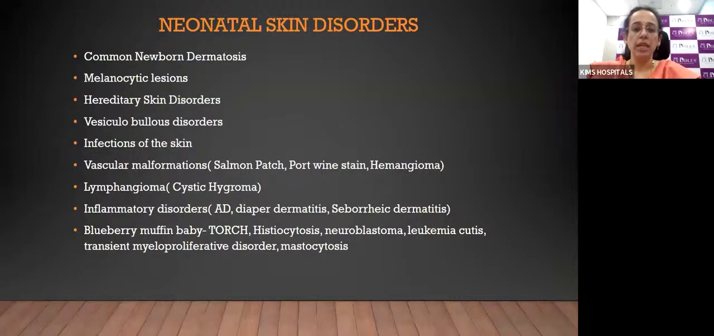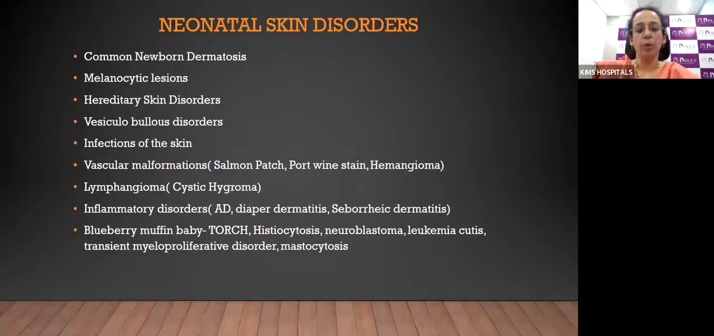So now let us see the common neonatal disorders. These can be broken down into the common newborn dermatoses, which are benign, melanocytic lesions and hereditary skin lesions, vesiculobullous disorders, which can be infective, hereditary or non-infective types, various infections of the skin, cutaneous manifestations of systemic disorders, and vascular malformations, for example the salmon patch, port wine stain and hemangiomas, lymphangiomas, that is cystic hygroma, and inflammatory disorders like atopic dermatitis, diaper dermatitis and seborrheic dermatitis.